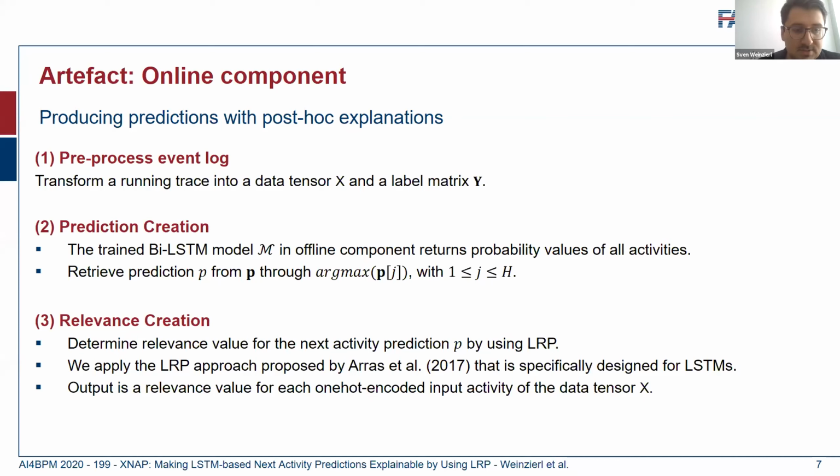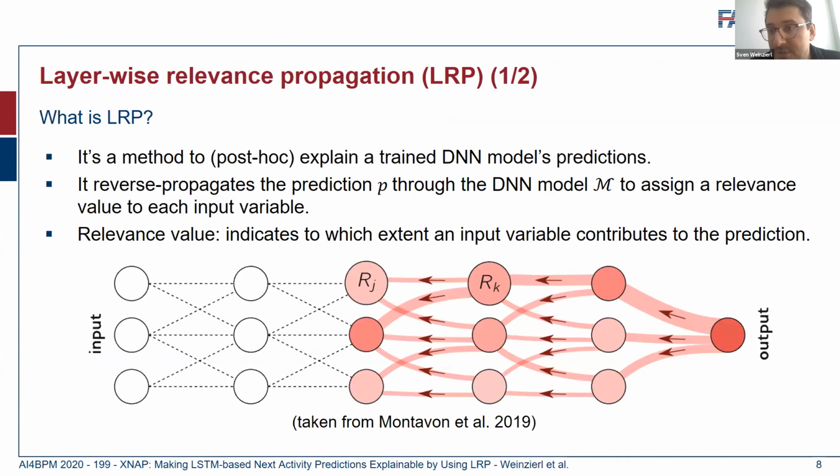For relevance creation, we determine the relevance values by using LRP. For that, we apply the approach of Arras et al. and transferred it to the BPI community. This approach was especially designed for LSTMs in the context of sentiment analysis. The output is a relevance value for each one-hot encoded input activity of a data tensor X. So that was the artifact.